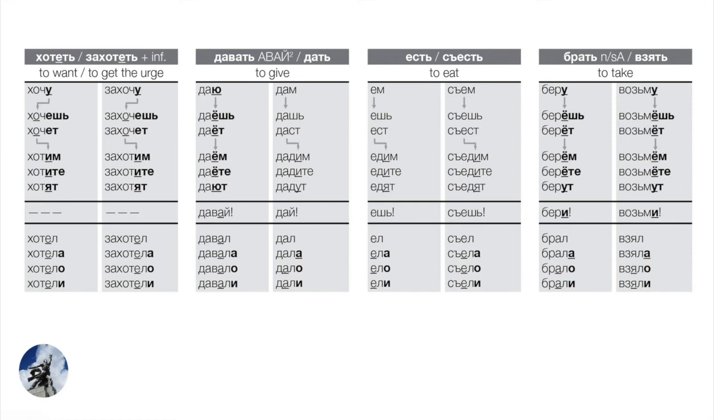Now, look at the past tense. It's actually really quite predictable. Only thing is that the feminine ending is stressed. Взял, взяла, взяло, взяли.